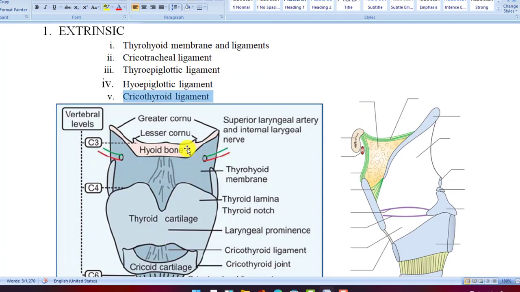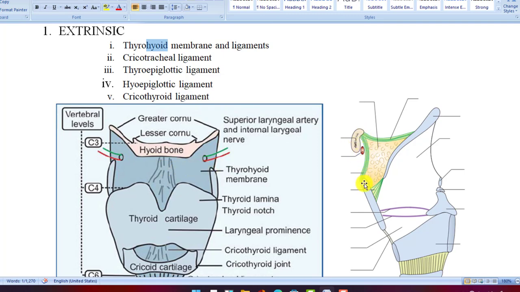Now let us see all these five ligaments in these two pictures. First of all, there is the thyro. Thyro means thyroid cartilage. This one is the thyroid cartilage. And hyo means hyoid bone. So here you can see this is the hyoid bone, right? And this is the thyroid cartilage. So in between the hyoid bone and the thyroid cartilage, there is a broad ligament or membrane. This is called the thyrohyoid membrane or thyrohyoid ligament, right?